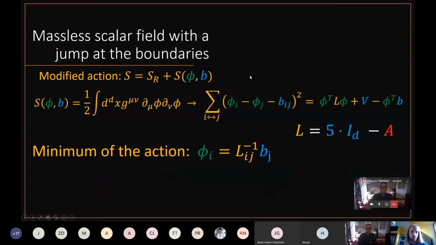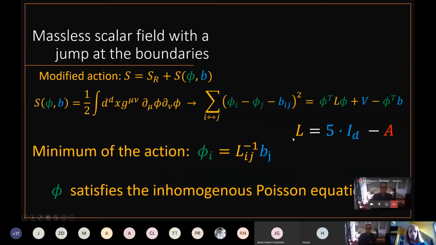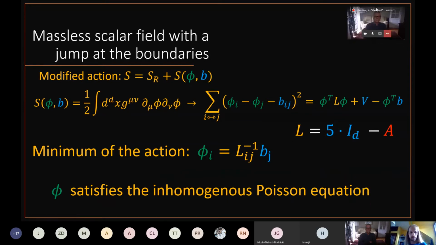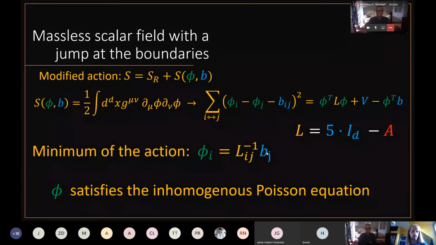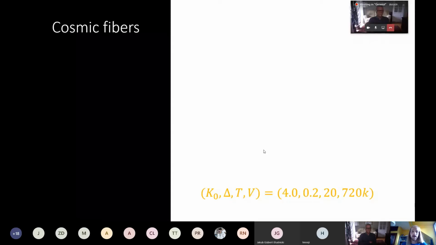The minimum of the action can be found when the field value takes this form, which means that the field has to satisfy the inhomogeneous Poisson equation. As we know the Laplace operator and we know the jump vector, we can solve this equation. And after solving this equation, we will get a field distribution for every direction.